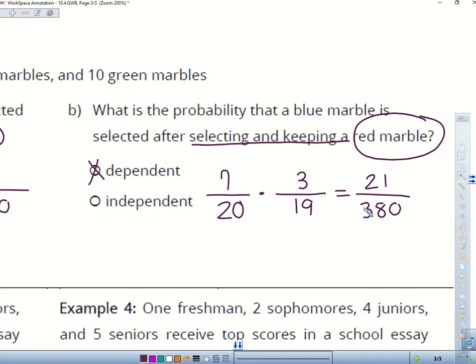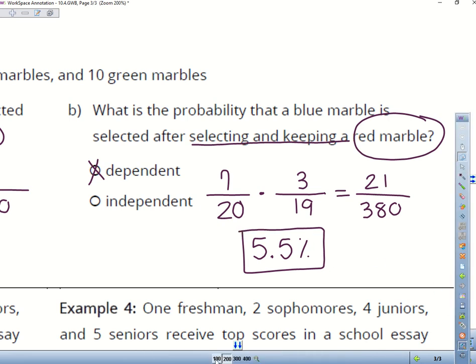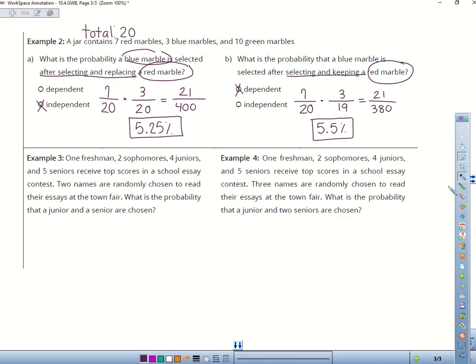And then we do the division. I'm getting 5.5%. So as you can see, by not replacing, the probability has gone up about 0.25%. Does everybody understand why it's gone up? Just a little bit. Okay.